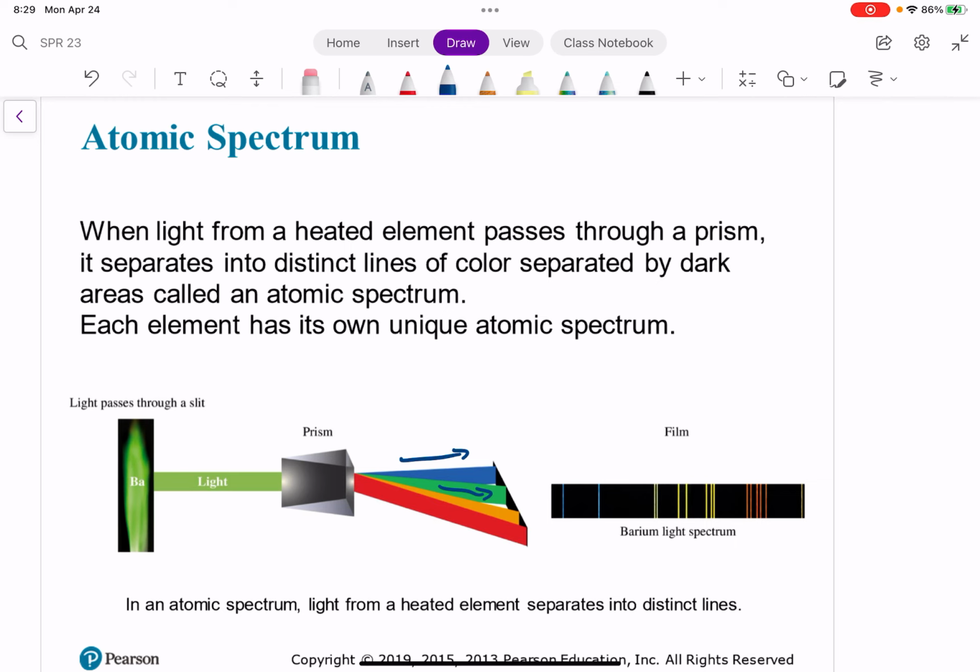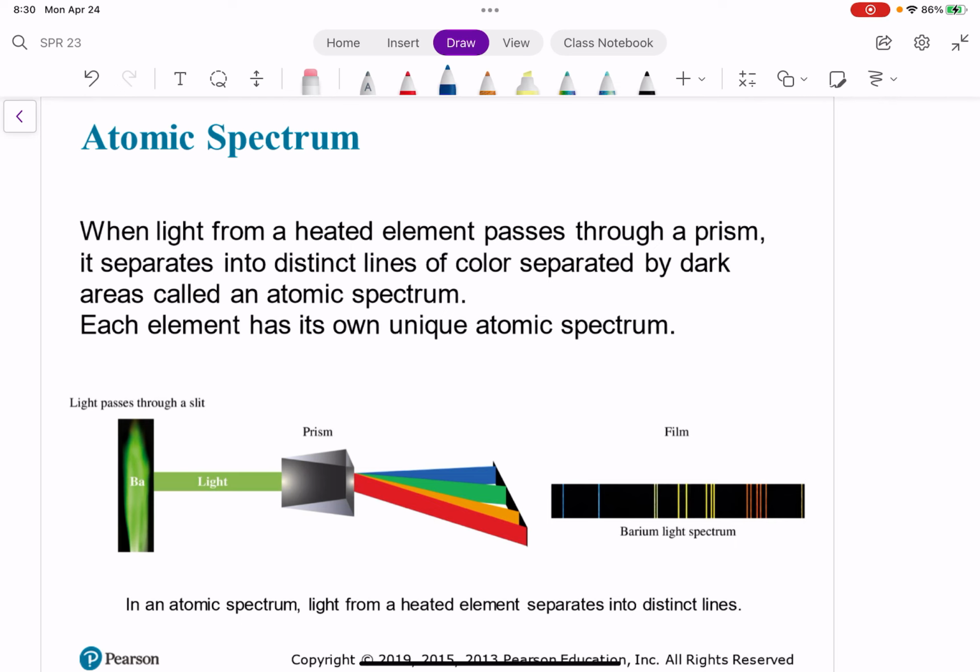You're seeing red, you're seeing green, you're seeing orange, you're seeing blue, green, orange, and red, whatever. You know what I mean? And the prism is bending that light so that you can see those individual colors.